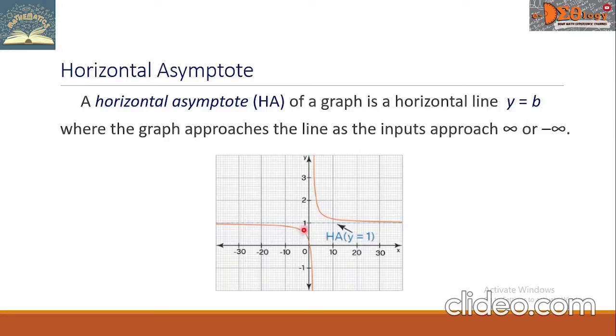Here is an example of horizontal asymptote. The line y equals 1. This is our graph. As the x goes to positive infinity, it approaches the line y equals 1. Also, when the graph approaches negative infinity, the graph approaches the line. So we see that the line y equals 1 is the horizontal asymptote of this graph.